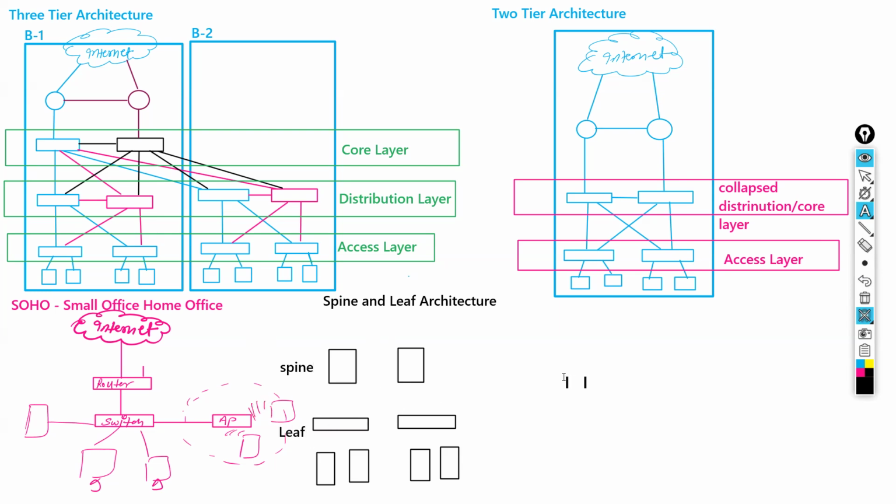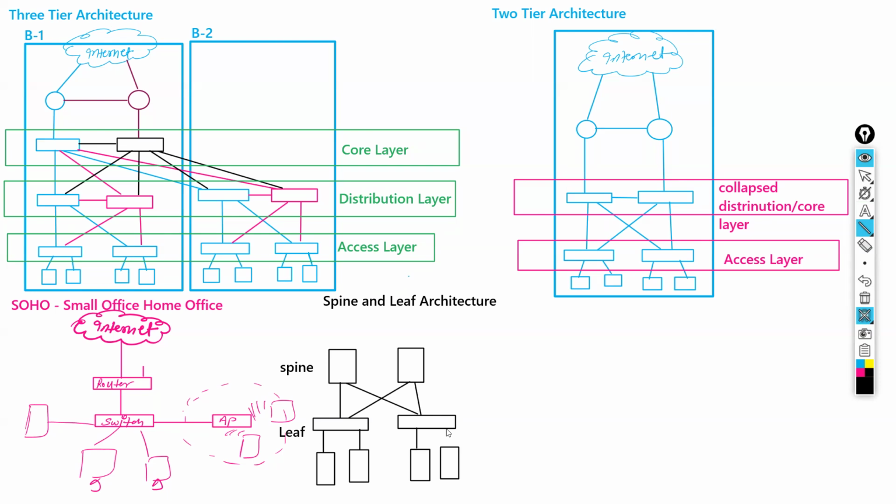So in spine and leaf architecture, what happens? All the spine layer switches will be connected to all the leaf layer switches. Okay, similar to the mesh architecture. In the mesh topology, a similar kind of thing is there. This is a spine layer switch. It will connect here, and here. This will connect here. And they will not connect to each other, neither will these. And here your data servers will be connected.